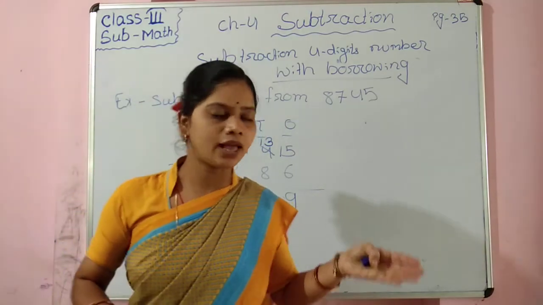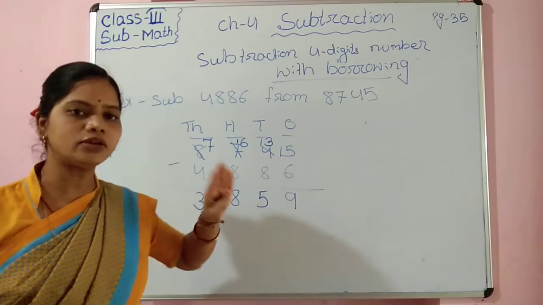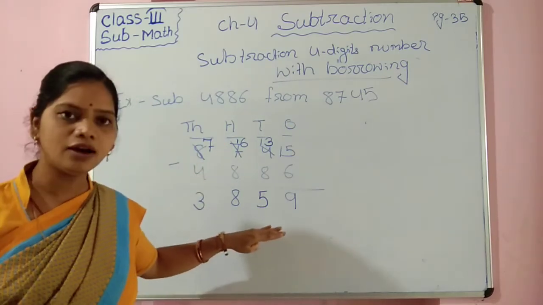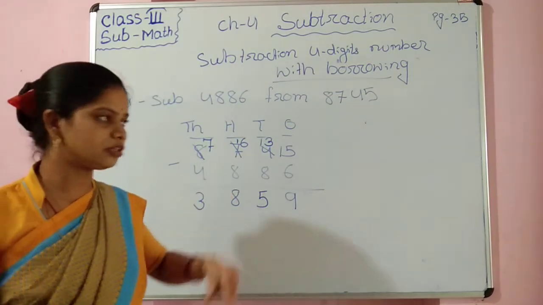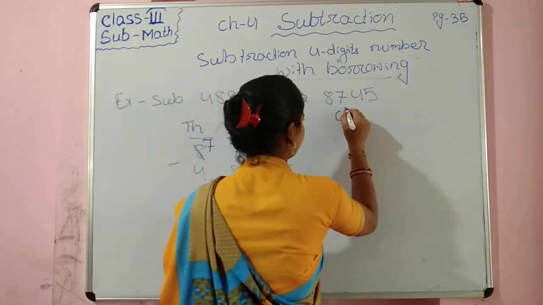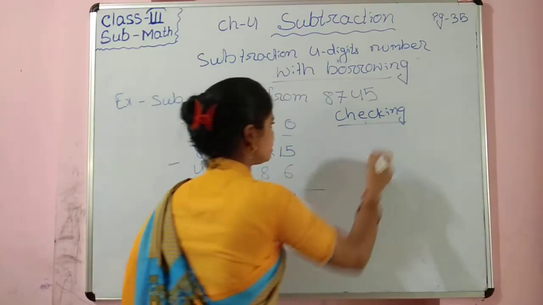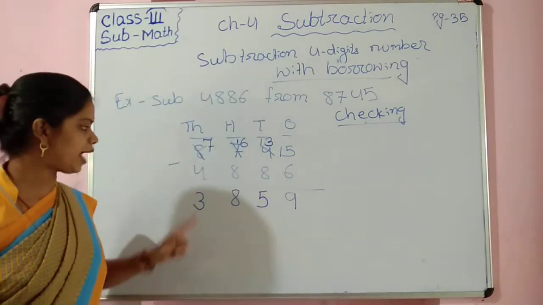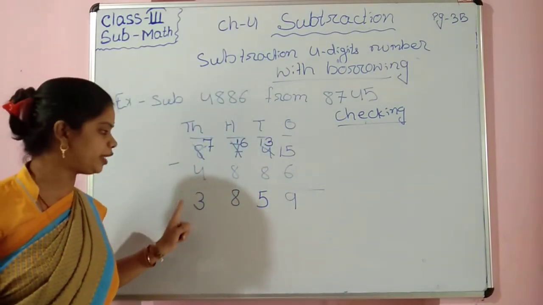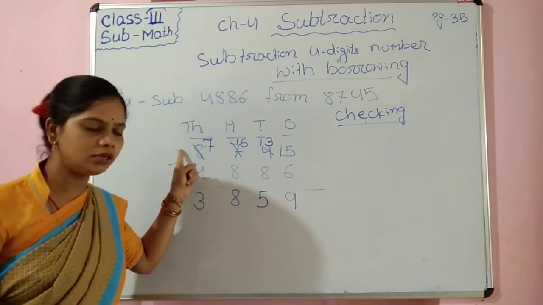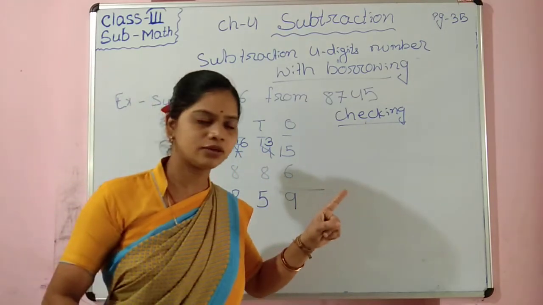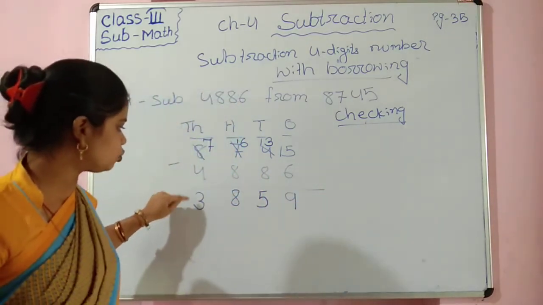Now we check whether this subtraction is right or wrong. Let's do the checking method. How do we check? We add these two numbers, the smaller two numbers. If you get the larger number, then our answer is right.